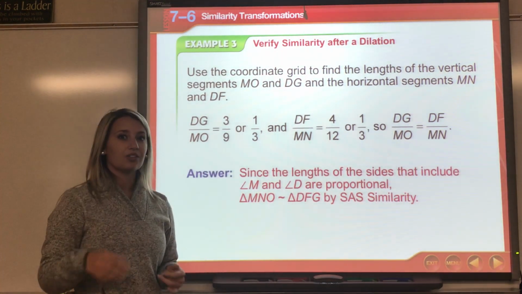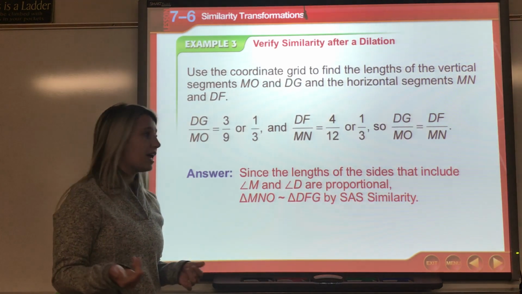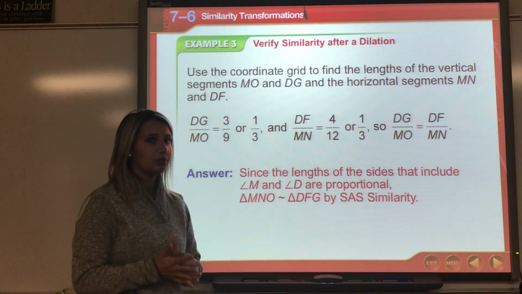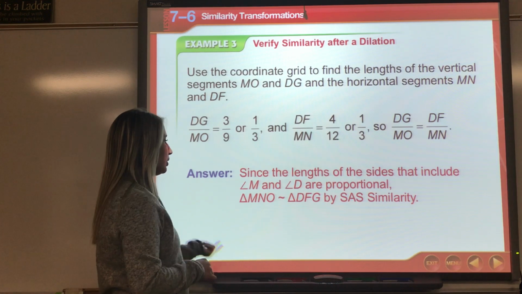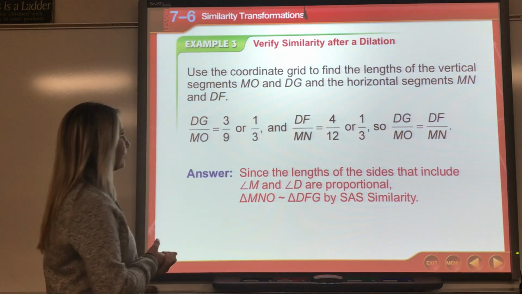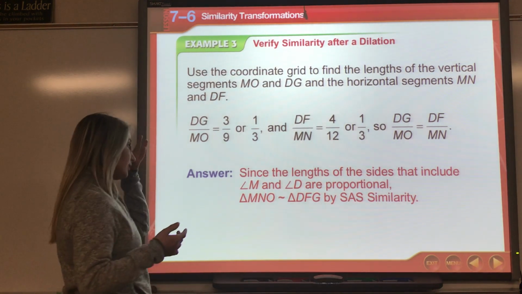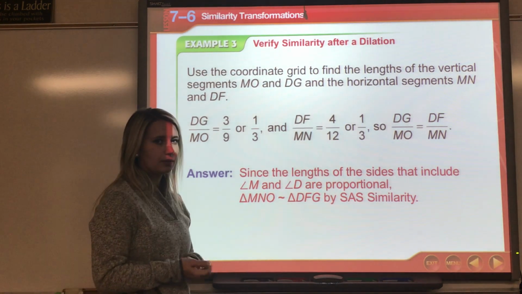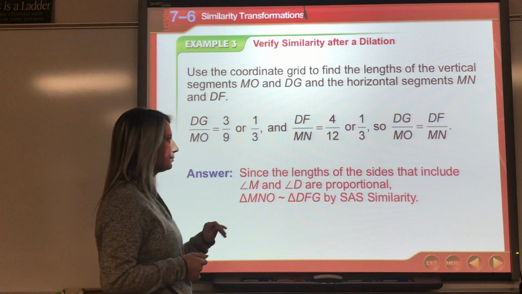And since we find that the ratios are proportional and we have a similar angle in between those sides, then we can use that side angle side similarity to prove that the similarity after the dilation is true. Okay, I hope that was making sense.